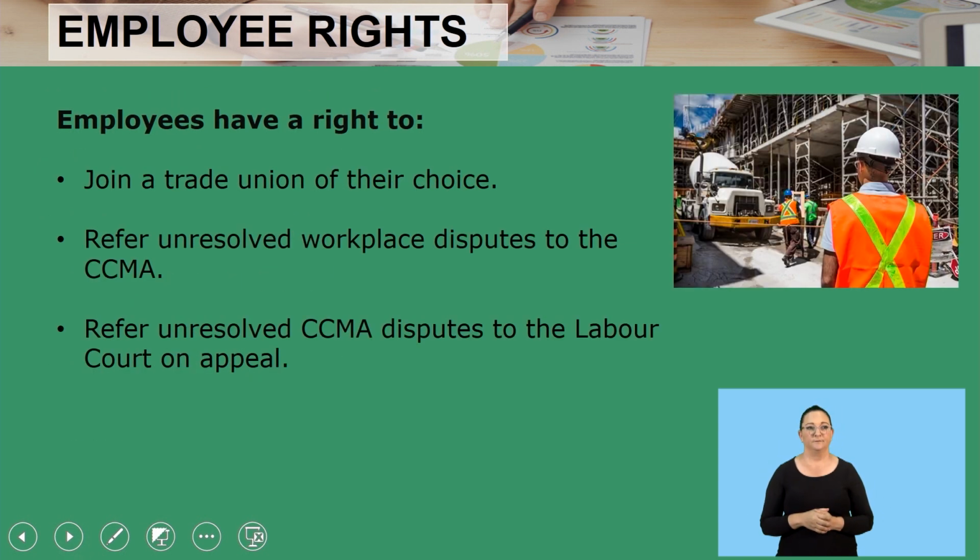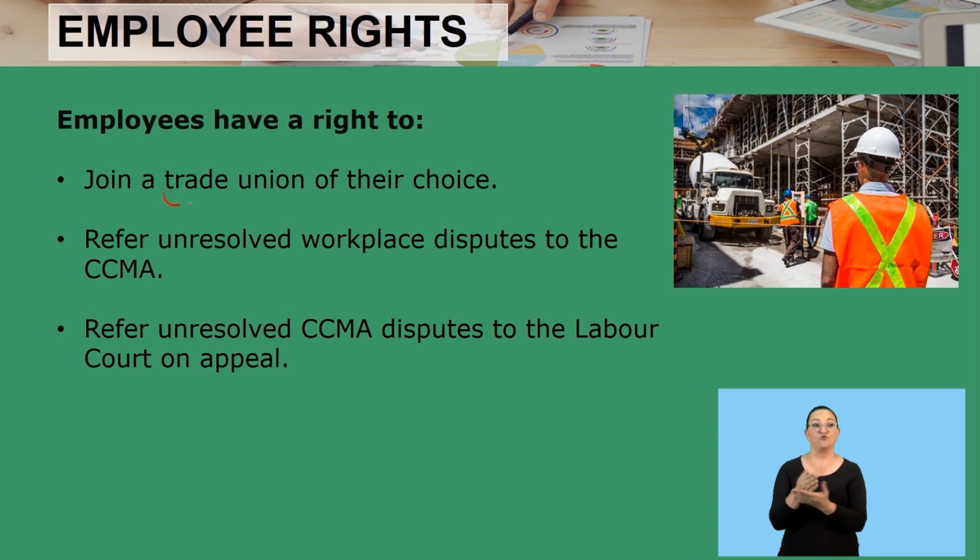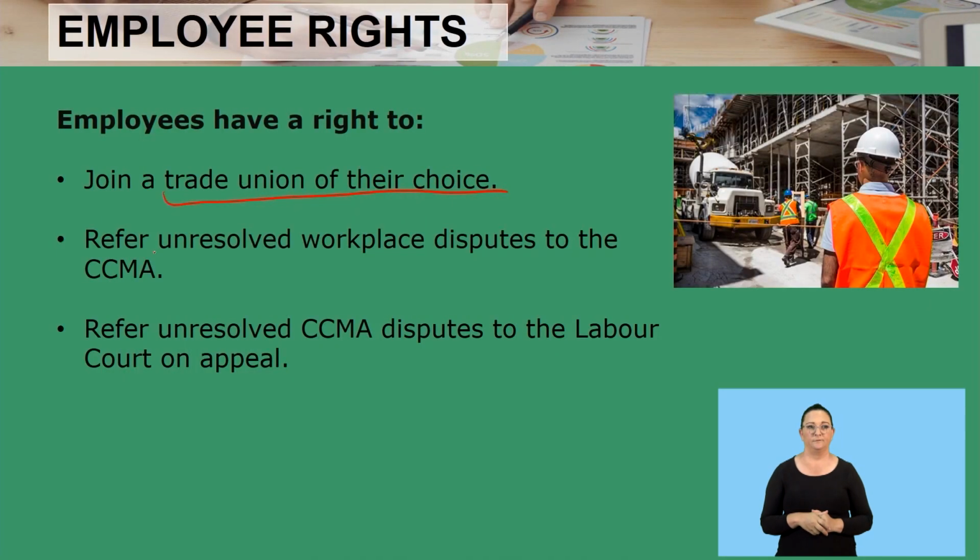Right, and then now we're going to speak about the employees' rights. Right, employees have a right to join a trade union of their choice. So remember, we said if you want to comply, you need to allow employees to join trade unions or to form trade unions. So employees have a right to join a trade union of their choice. You don't have to choose for them. Employees have the right to refer any unresolved workplace disputes to the CCMA. What is the CCMA? CCMA is the Commission for Conciliation, Mediation and Arbitration.